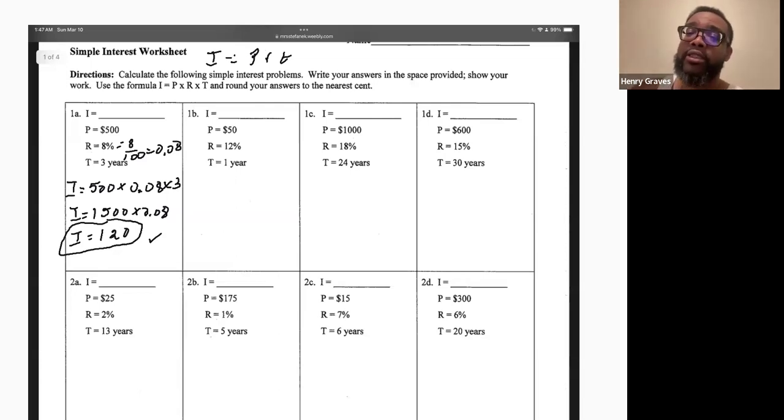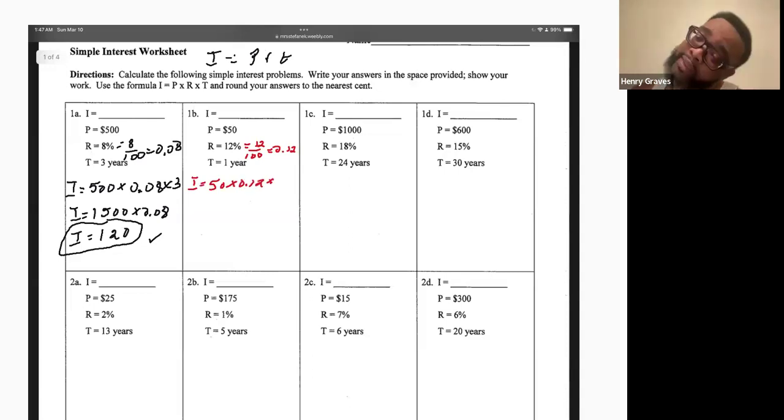Okay, let's look at this next one. Remember, the R is 12%, but I'm going to take that R and divide it by 100. So that's going to be 0.12. So my I is going to be PRT. So I'm going to do 50 times 0.12 times 1.